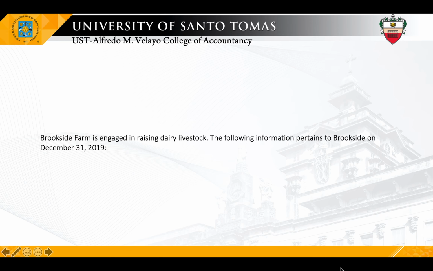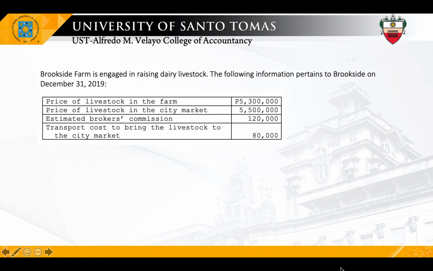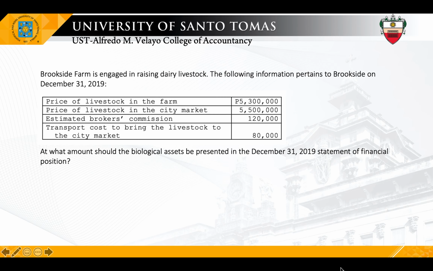Okay, so let's discuss problem 3. Brookside Farm is engaged in raising dairy livestock. The following information pertains to Brookside on December 31, 2019. So we have price of livestock in the farm, price of livestock in the market, broker's commission, and transport cost. What amount should the biological assets be presented in the December 31, 2019 statement of financial position?